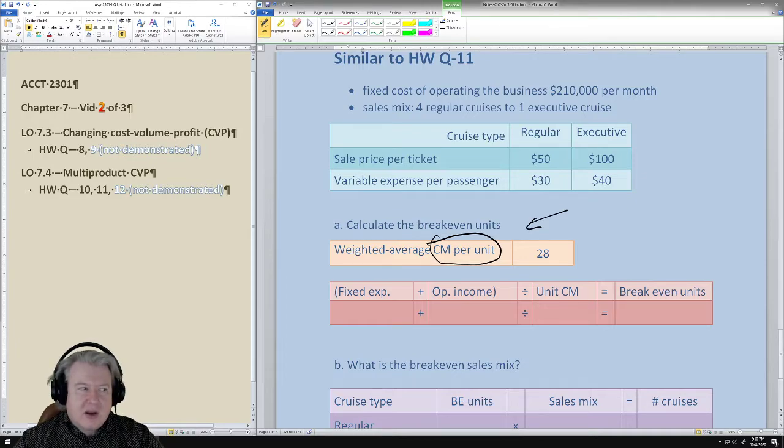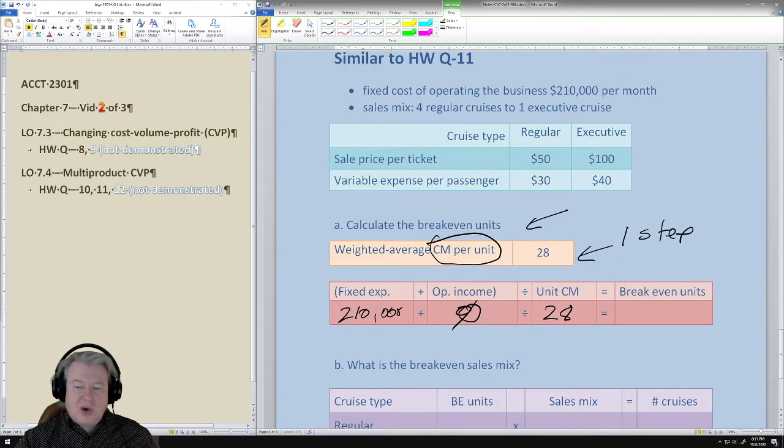So this particular calculation is exactly the same as what we did before. Notice that we're still going to do the same things we did before. The only thing that's different is we had to do one extra step. We had to figure out this weighted average. And then we can use this as plug and play as we did before. We're still going to have 210,000. We're still looking for break even, so we're not looking for operating income. And instead of the regular margin, we're going to use this 28. And so the break even units are 7,500.